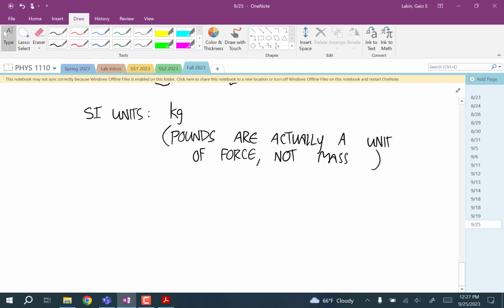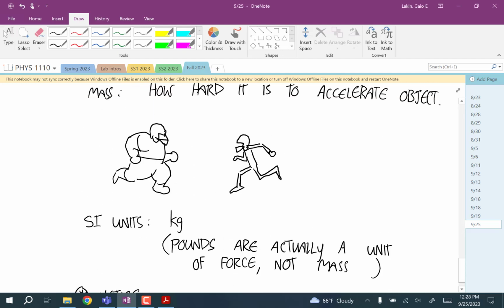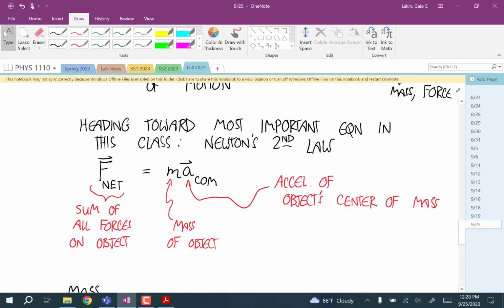And the last thing I want to point out about mass is notice this. Mass is a positive number. Not a vector. If you think about somebody having a certain mass in a certain direction, it doesn't make any sense. So mass is just a positive number that gives a scale for how hard it is to accelerate something.